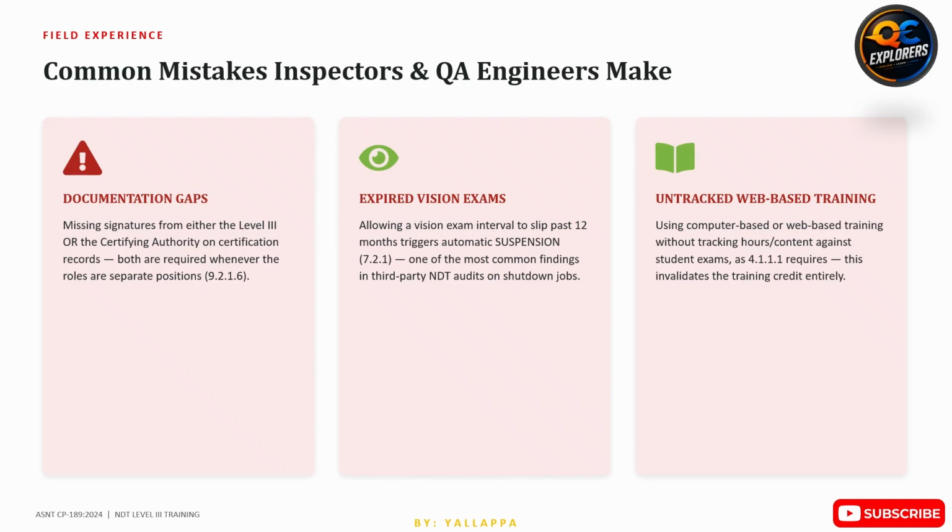The second field experience concerns expired vision examinations. Earlier in this course, we learned that annual vision examinations are mandatory. One of the most frequent administrative mistakes is allowing the vision examination interval to exceed 12 months. According to Section 7.2.1, once the required interval has been exceeded, the individual's certification is automatically suspended until the vision requirements are satisfied. This issue is especially common during refinery shutdowns and major maintenance projects, where organizations focus on production schedules while overlooking certification due dates.